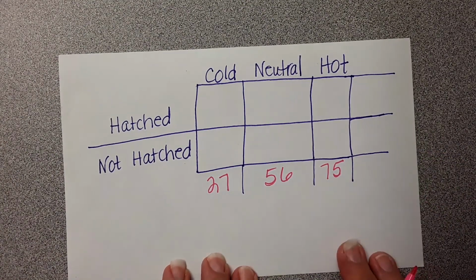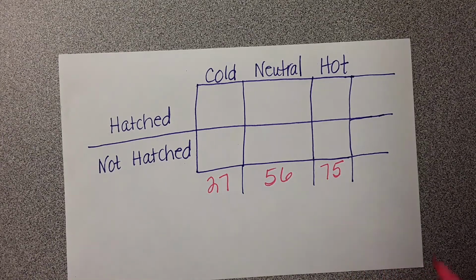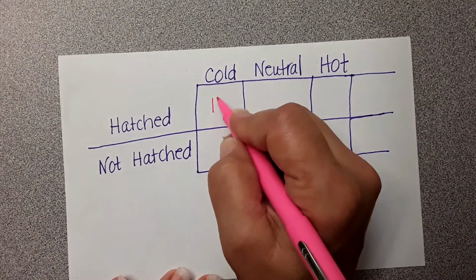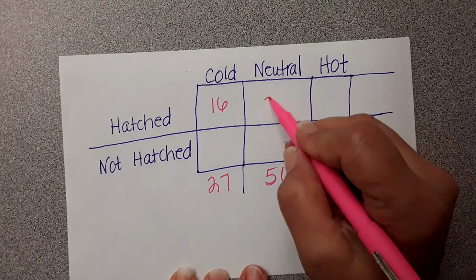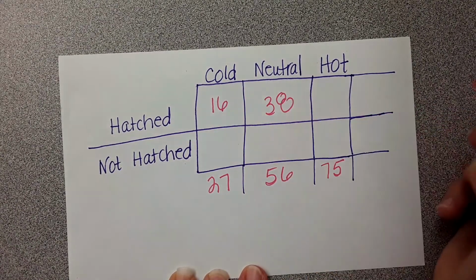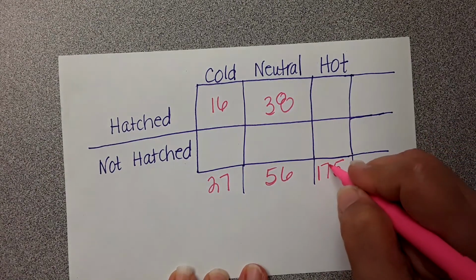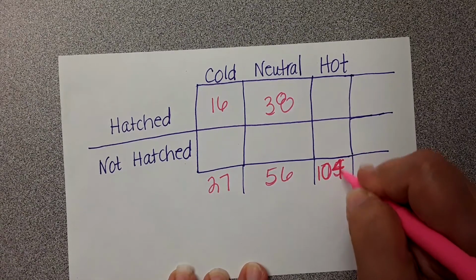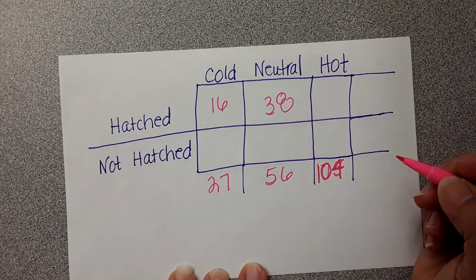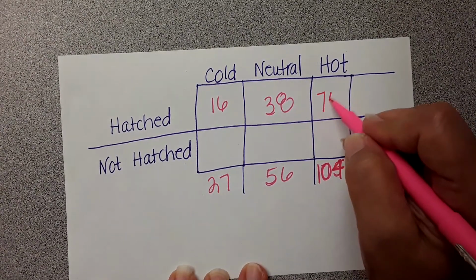Now, it told us how many we had hatched. So in cold water, out of the 27, we had 16 hatch. In neutral, we had 38 hatch. And I lied. This was 104. I know. If you were in class, you would have been like, Miss Fleury, I think you got that wrong.